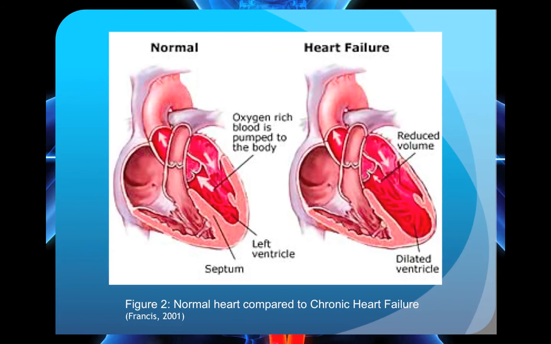The image displayed on this slide, Figure 2, shows a comparison between an individual with a normal functioning heart on the left-hand side and an individual who suffers from heart failure on the right-hand side. It can be seen that a normal heart has a standard sized ventricle, rich with oxygenated blood flowing through and around the body. The heart on the right-hand side is the chronic heart failure. However, it can be seen to have a dilated ventricle and reduced blood flow. This suggests that the heart is not able to pump out enough blood.